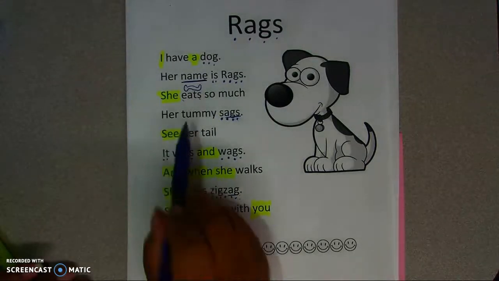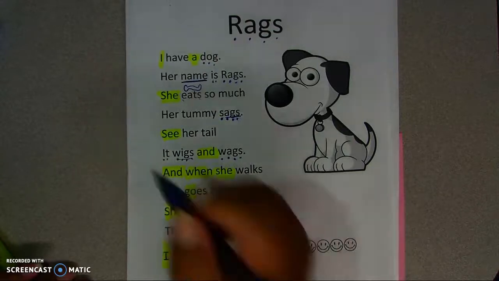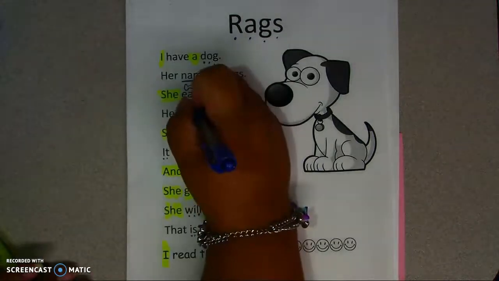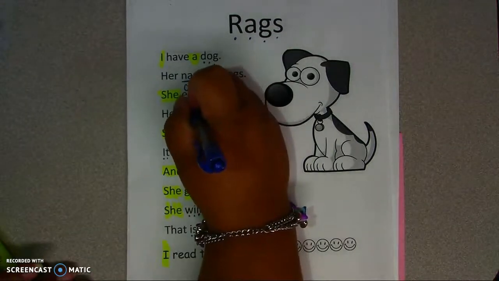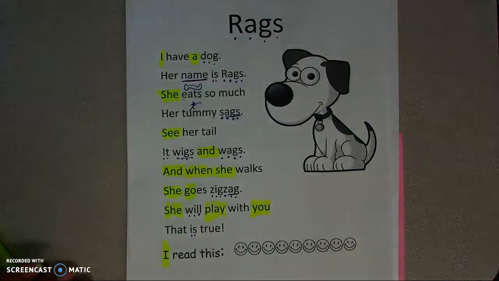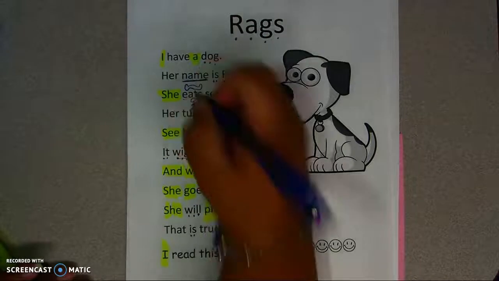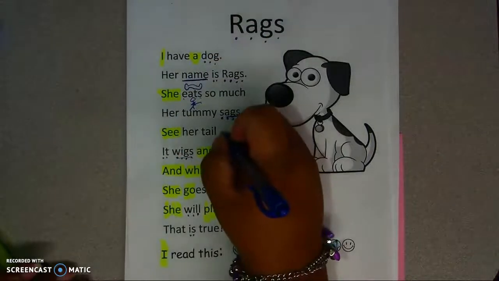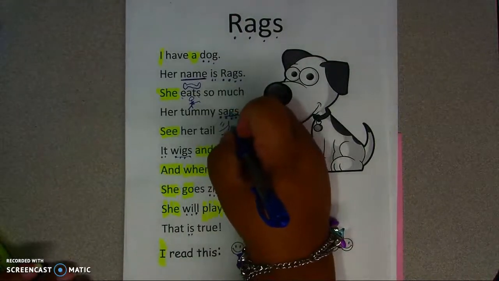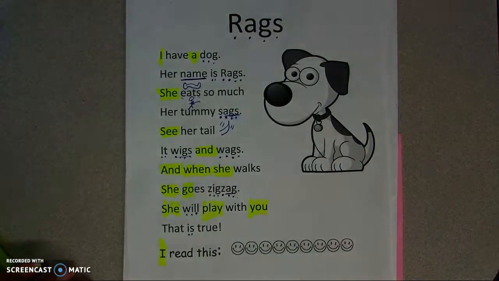Her tummy. Let's see. What can I do for tummy? Here's my friend. And there's his tummy. Okay. And then her tail. I'm going to draw a tail. And then I'm going to draw this on here. So it looks like it's wagging. And I think that can really help me figure things out.